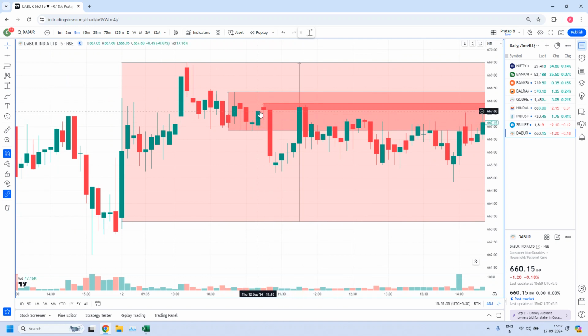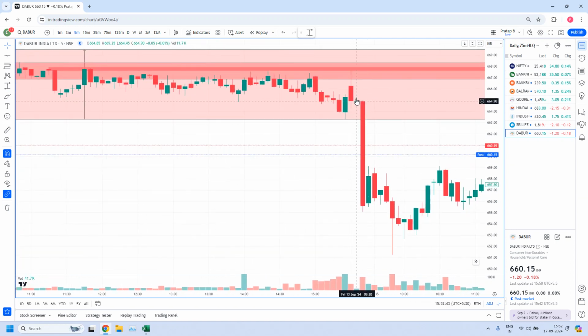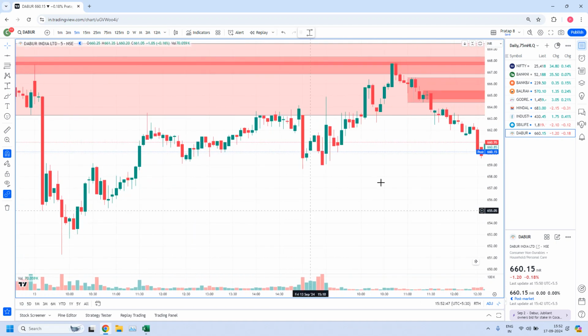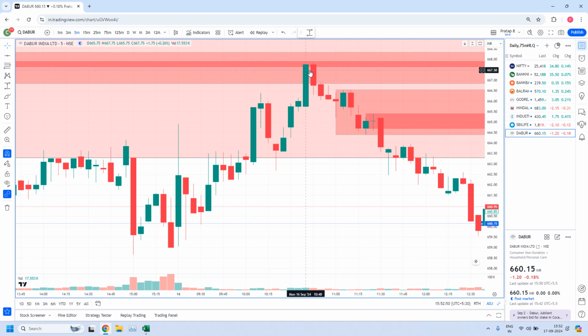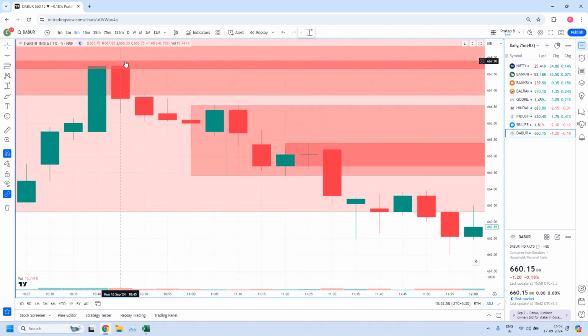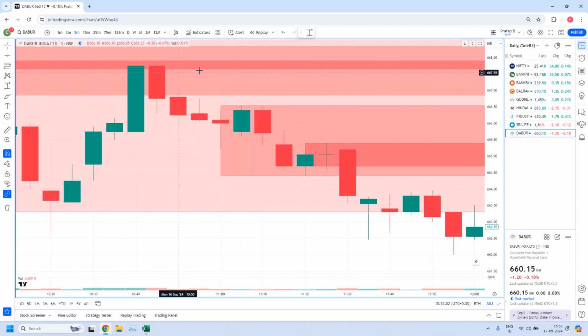So here we have a rally, base, drop, rally, base, drop. This is an excellent zone. See, it has already been tested once, and a second time, and a third time. Recently it was tested, not today, yesterday, and at that time, see, prices went very deep inside, almost close to the distal line. There are higher chances next time this zone will be violated.